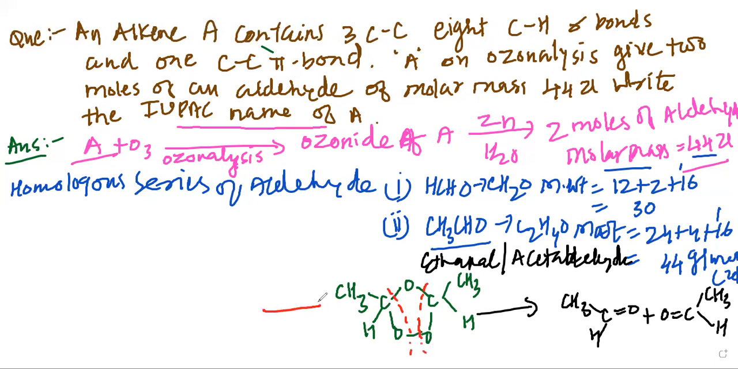From that, my dear students, we can easily write the structure of A. So what could be the structure of A? This is the number 1 carbon, number 2, number 3, and number 4 carbon, and there is a double bond between the second carbon and third carbon. So we can write the structure of A.